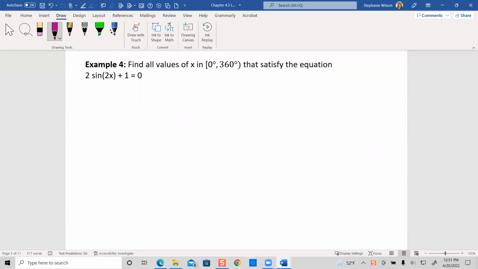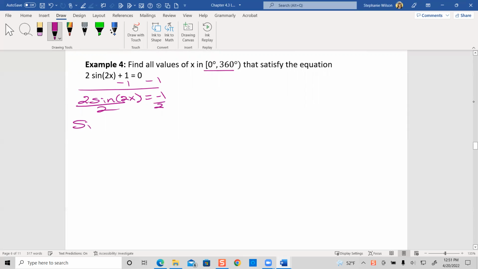Okay, number 4: find values of x in the interval of 0 degrees to 360 degrees that satisfy the equation given to us here. Well, we're going to do the same thing here. We're going to get that x by itself. So I need to subtract the 1 from both sides. I see that I have a coefficient of 2 here, so I need to divide by 2.